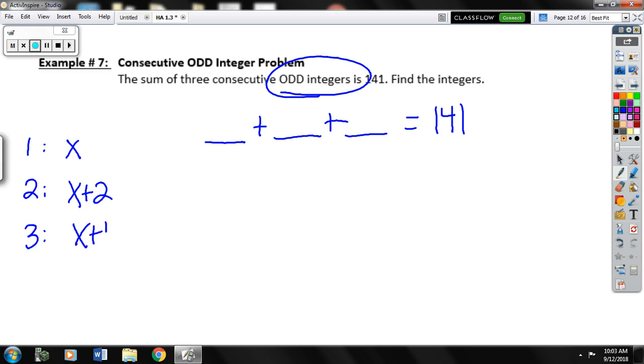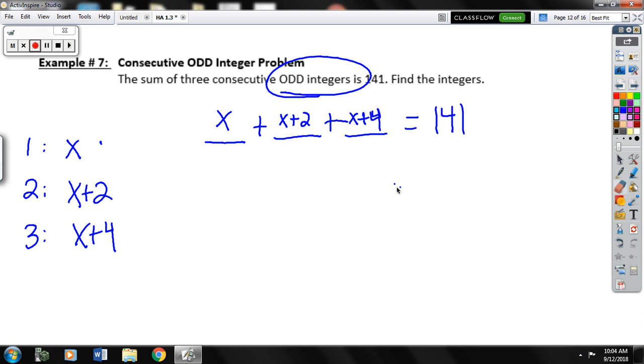Now, this one will be 2 more than the previous, which would make it x plus 4. Now, some students are like, Mrs. Bennett, you're out of your mind. These are even numbers, and it says odd, like 2, 4, 6. That's not mattering. The first number is odd, like 7. 7 plus 2 would get you 9, which is also odd. So these numbers are not going to be odd. The final answer will be odd. So x, x plus 2, and x plus 4.